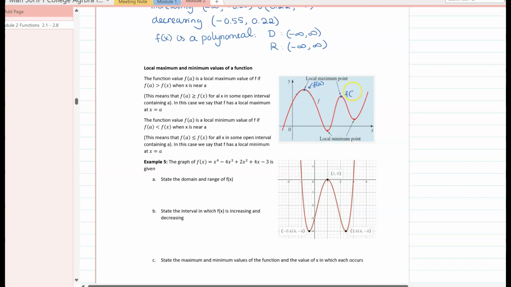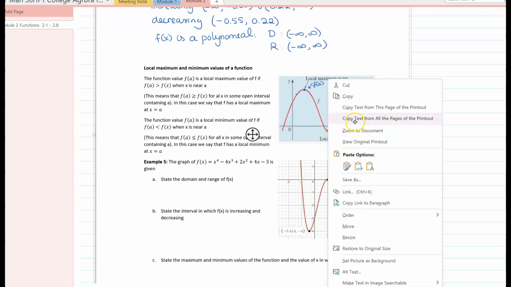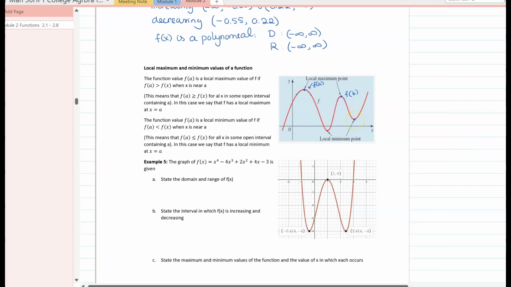Here's another, f of b. Even though it's less than f of a, it's still bigger than all the values f of x around it. So this is called a local maximum point. The local maximum is just for that specific area, unless we're talking about a global maximum, then it is the maximum out of all the local ones. Again, here's the local minimum. That is the smallest point on the graph compared to all the ones close to it.